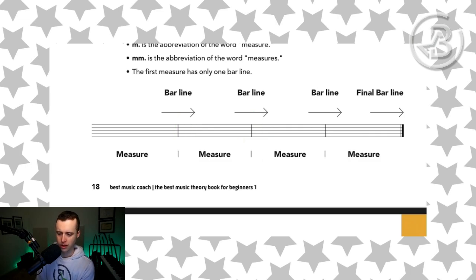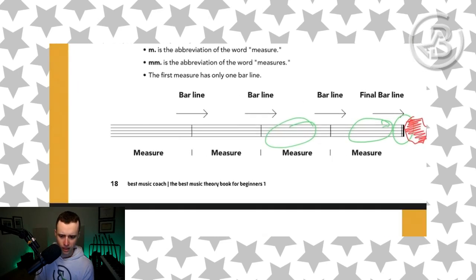Between these 2 bar lines, we have a measure. Between these 2 bar lines, we have a measure, and then the song ends at the final bar line. The final bar line is like a stop sign. That's saying, hey guys, it's over. Done. Stop. That's the final bar line. The final bar line is the stop sign. It's the red light. It's saying, hey guys, stop.